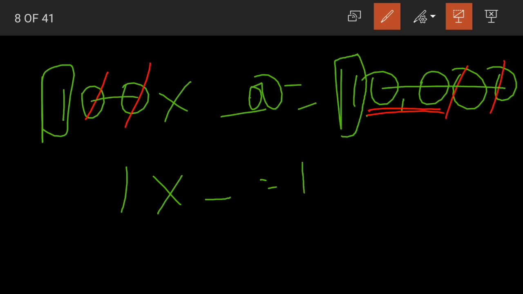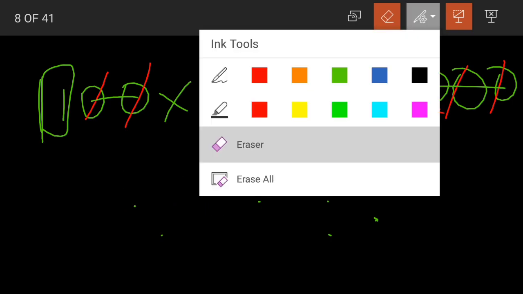Yes or no, children? Now coming to the non-zero numbers, 1 into dash is equal to 1. Is it 10? No. 1 1s are 1. So from this what can we conclude? That 100 into 100 is equal to 10,000.